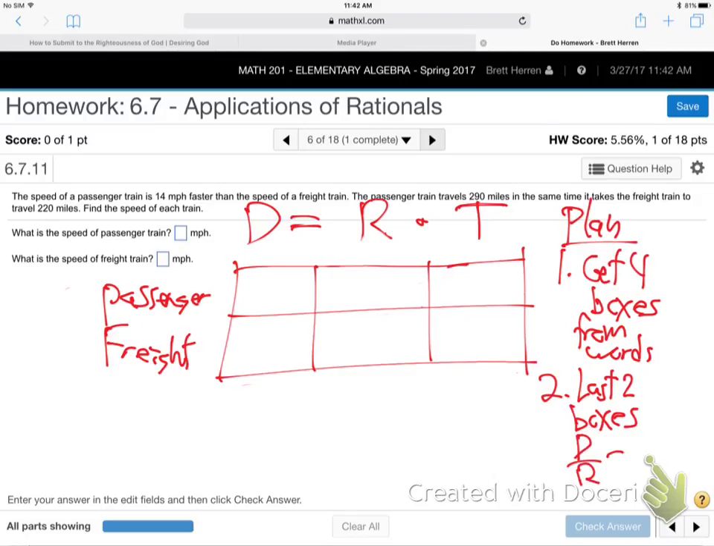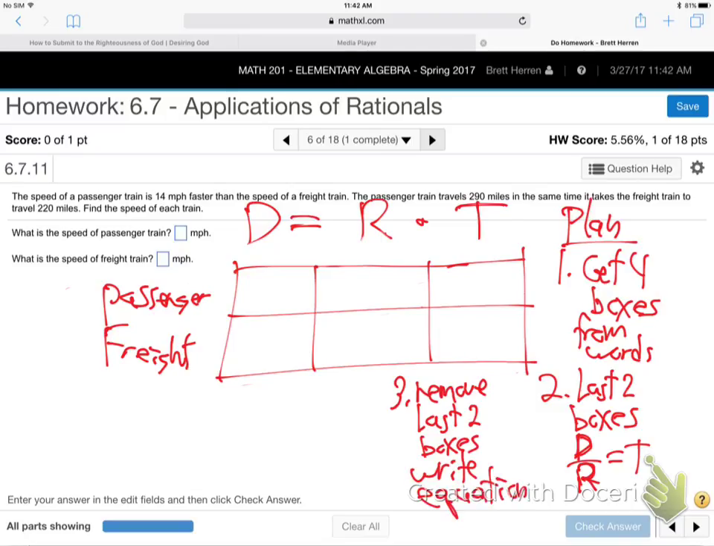D over R is T. Can you read that okay? T equals D over R. And then step 3, remove last 2 boxes, write an equation. So there's our 3 steps. I'll write this a little neater because it's real important. Distance over rate equals time. Yeah. Okay, so there's the game plan.